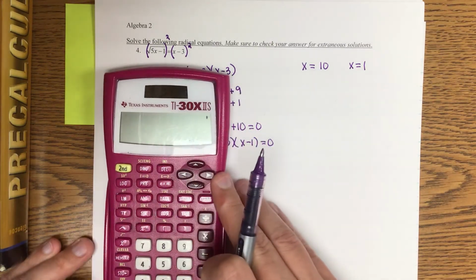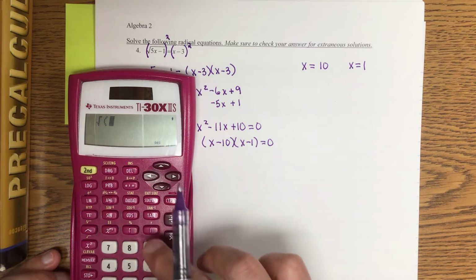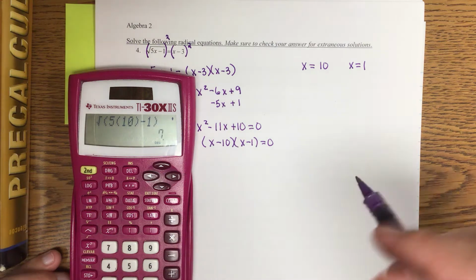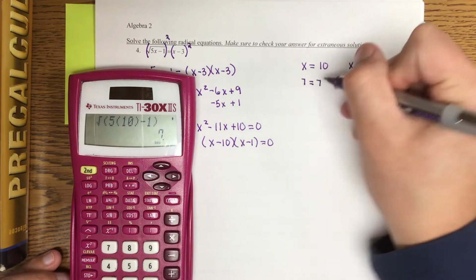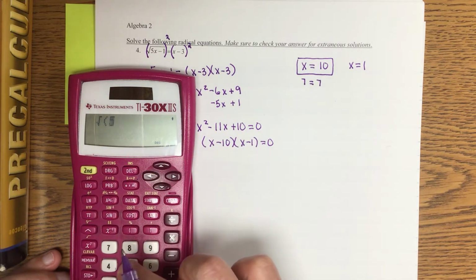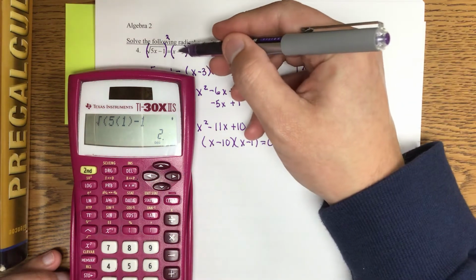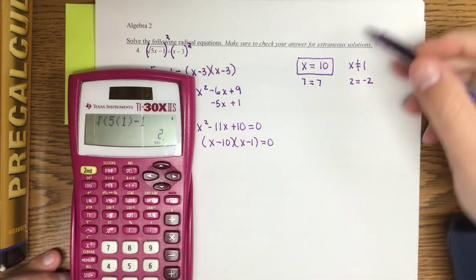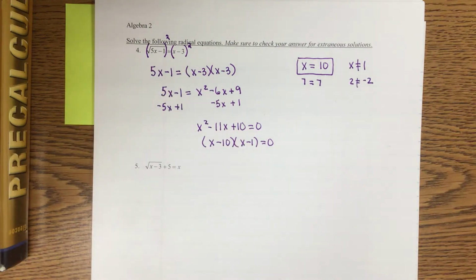I'm going to go back to the original problem here. So I'm going to take the square root of 5 times 10 minus 1, and then I'm going to just write down that answer. So that's 7. And then I'm going to take right here 10 minus 3, which is 7. And that works. All right, what if I do 1? So square root of 5 times 1 minus 1 is 2. And then 1 minus 3 right here is negative 2. Well, that doesn't work out. So then the 1 is extraneous. So just put a slash through it, but don't box it up.